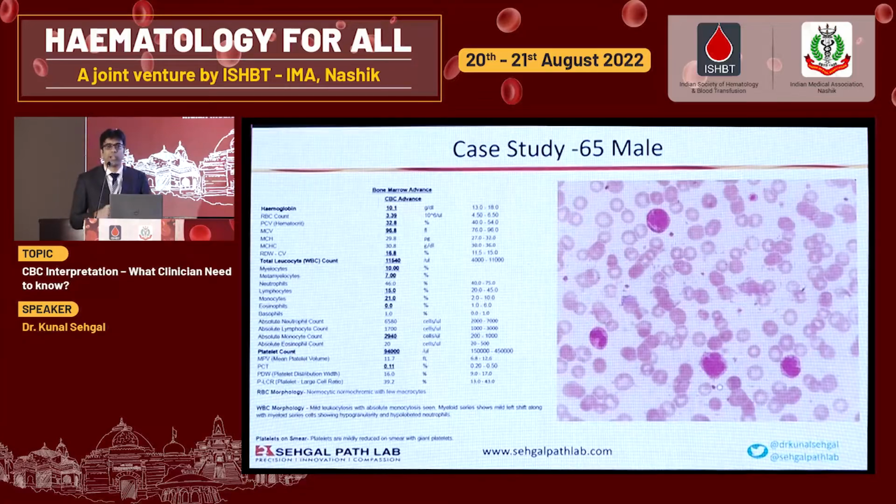Moving to a slightly more complex case, again the CBC will highlight, starting from the CBC, the gamut of investigations in a hematopath lab and the discussion with the clinician that is required in such scenarios. An elderly male had anemia, hemoglobin 10.1. WBC count was okay, 11,540, but he had thrombocytopenia, fluctuating between 80,000 to 1 lakh. He had definite monocytosis, not very well seen in this picture, but the patient also had hypogranularity in the myeloid cells and dysmyelopoiesis, even on the peripheral smear.